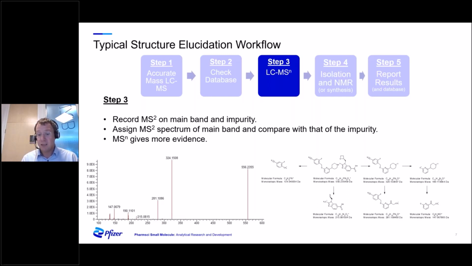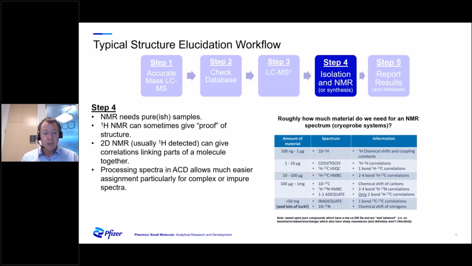Now, many jobs don't need anything more than this balance of probability assignment, but sometimes the data is too ambiguous to propose a structure or definitive proof is needed, in which case we'll move on to NMR. So NMR requires pure-ish samples, and these can either come from a chemist who synthesized it or from isolation of an impurity. The more abundant the impurity is, the easier this isolation step is, so samples with enriched impurities, i.e. forced degradation or mother liquors, are our friends here.